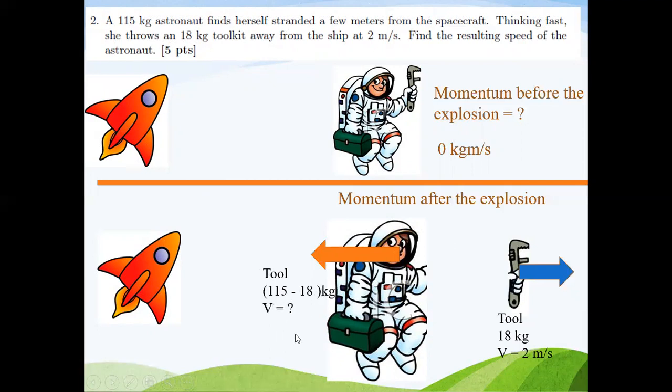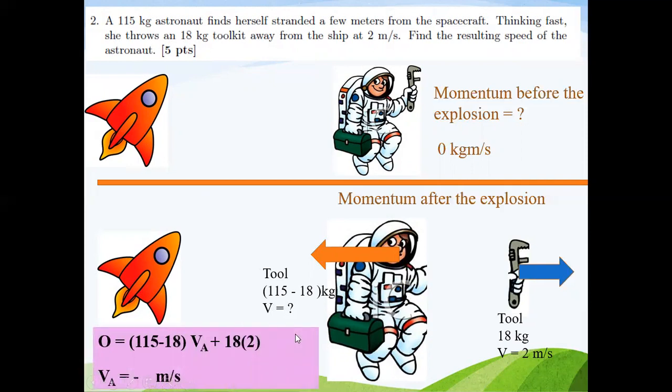All right, so let's apply conservation of momentum. So here, initial momentum is 0. So that should equal the momentum after the explosion. So after the explosion, I do have two pieces. One is the astronaut. So the astronaut's mass is 115 minus 18. I need to times it by the astronaut speed, I mean the velocity.